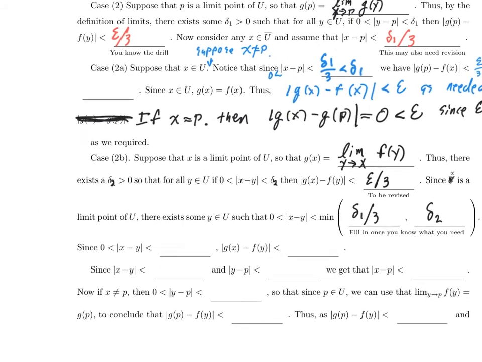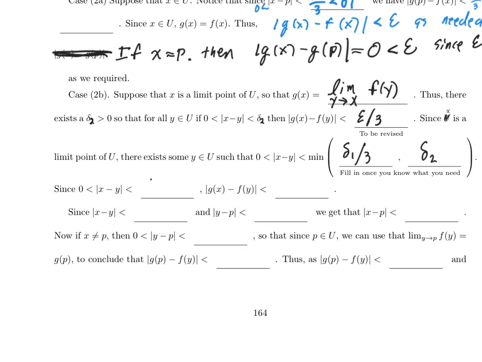Since 0 is less than the absolute value of x minus y is less than delta 2, it follows then that the absolute value of g of x minus f of y is less than epsilon over 3, and that is by this implication. If the absolute value of x minus y is less than delta 2, then the absolute value of g of x minus f of y is less than epsilon over 3. So I know that the hypothesis of that if-then holds, so the conclusion must hold. And notice, epsilon over 3 is epsilon over 3.